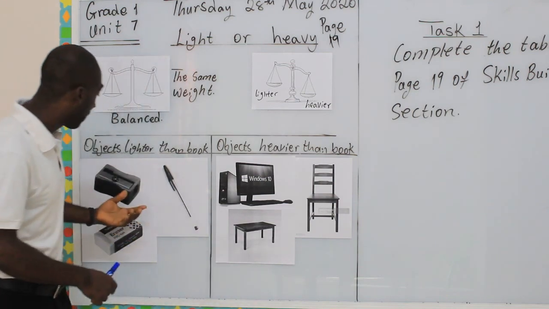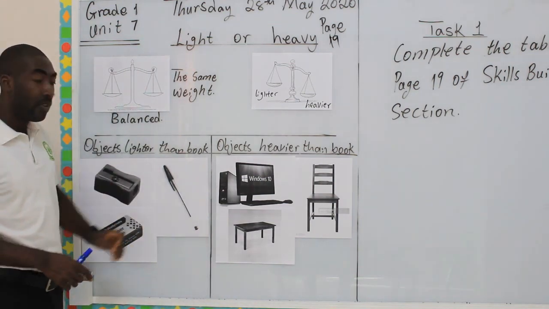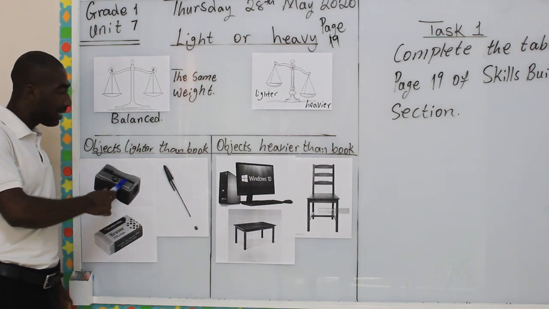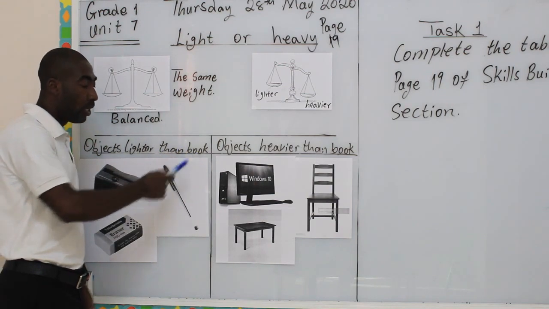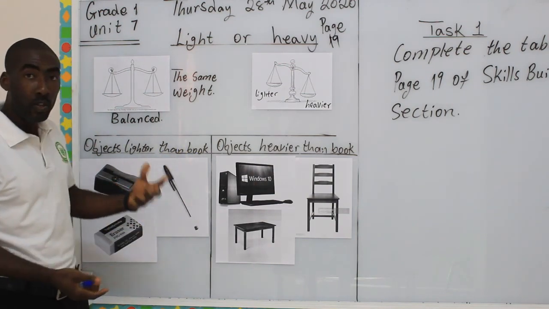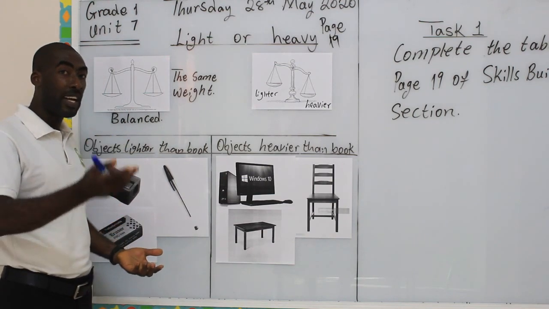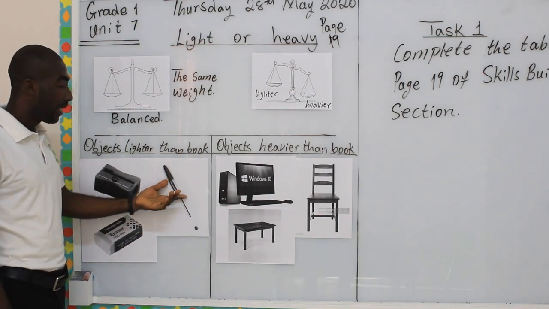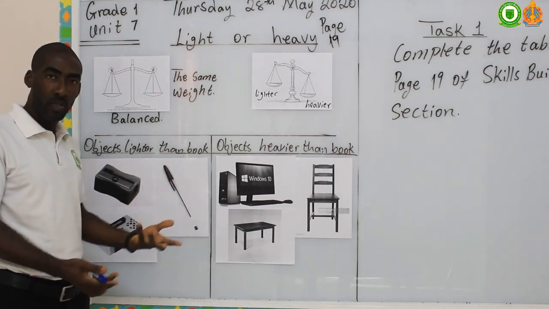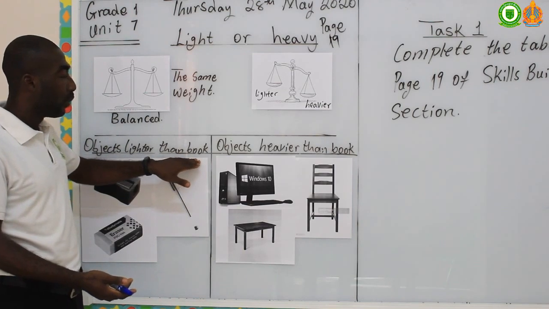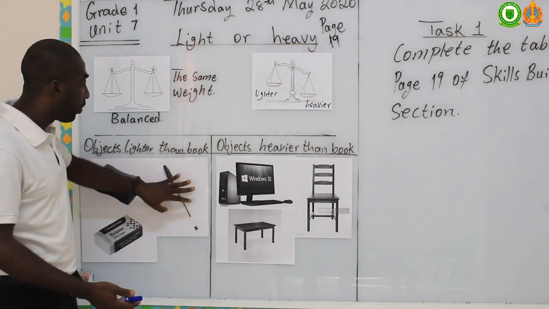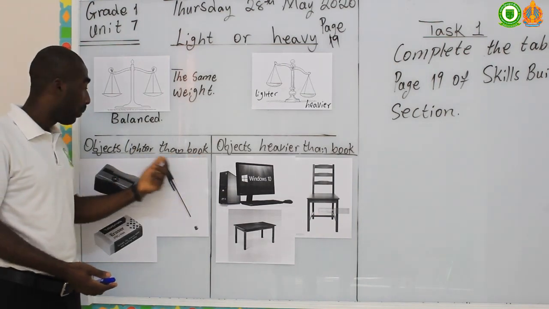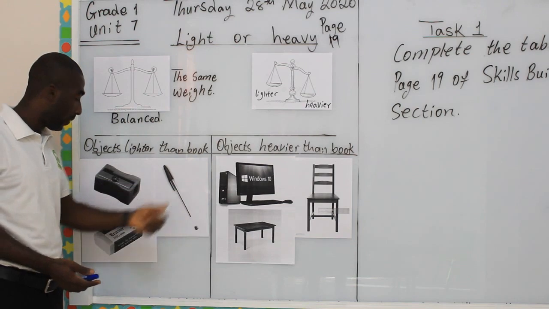Okay, so let's look at the items that we have on our board here. We have a sharpener, which is an object that is lighter than a book. When you take a sharpener and you take a book, the book is heavier than our sharpener. So the sharpener is lighter. A pen is very small to carry around, unlike a book which becomes bulky. So a pen is also lighter than a book. Okay? Pen is lighter than a book.